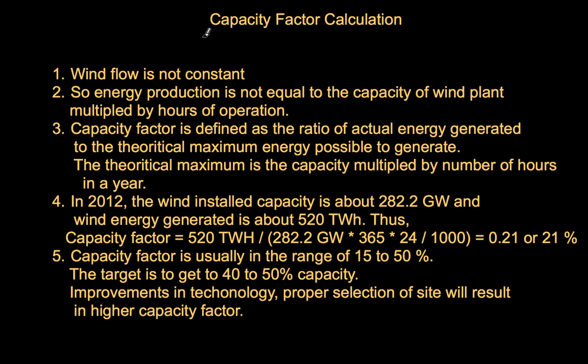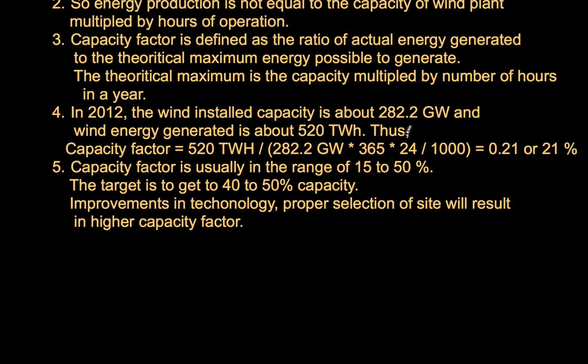One is the capacity factor. Wind flow is not constant, so energy production is not equal to the capacity of the wind plant multiplied by hours of operation. If the hours of operation is 10 and wind capacity is 1 megawatt, like I said, it will not generate 10 megawatt hours. Capacity factor is the ratio of actual energy generated to theoretical maximum. In 2012, as we have seen, 282.2 gigawatt, sorry, that is the installed capacity, and 520 terawatt hours was the wind energy generated.